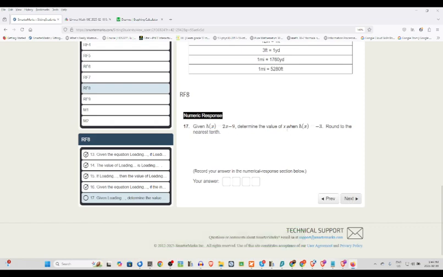And given this, determine the value of x when h of x is negative 3. So if y is negative 3, we add 9 to both sides. That gives us 2x equals 6. X equals 3.